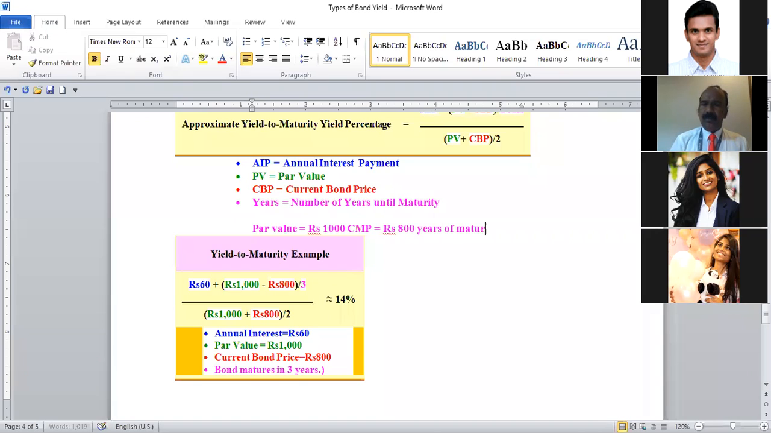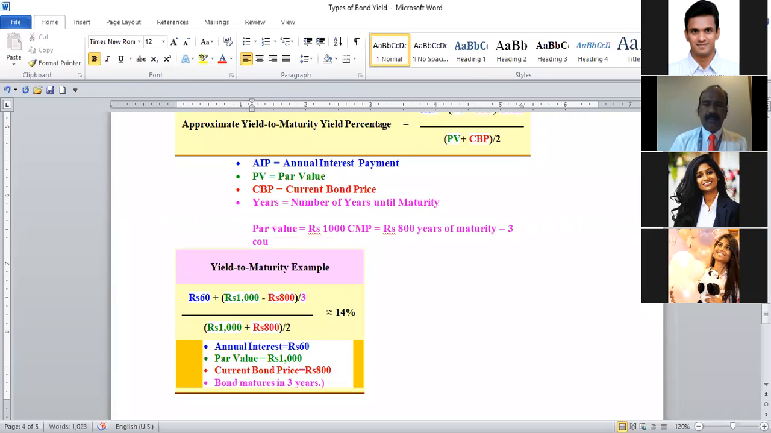Years of maturity 3. Coupon rate is 6%. So how do you get that? That is 6% of 1000, which is 60.